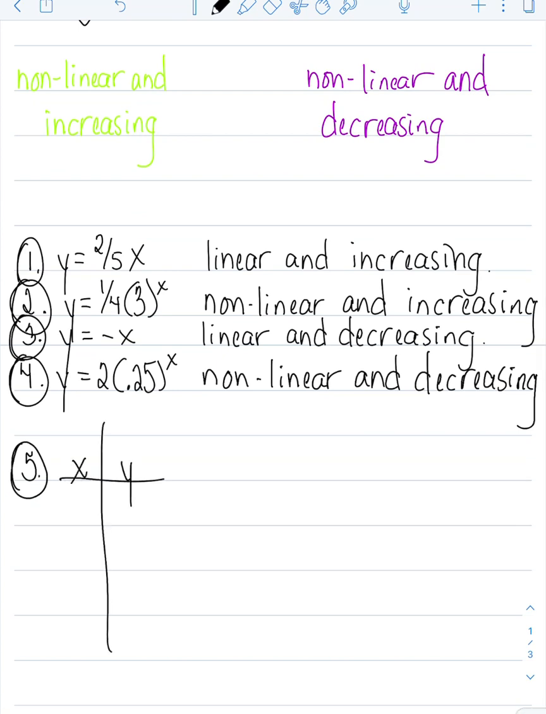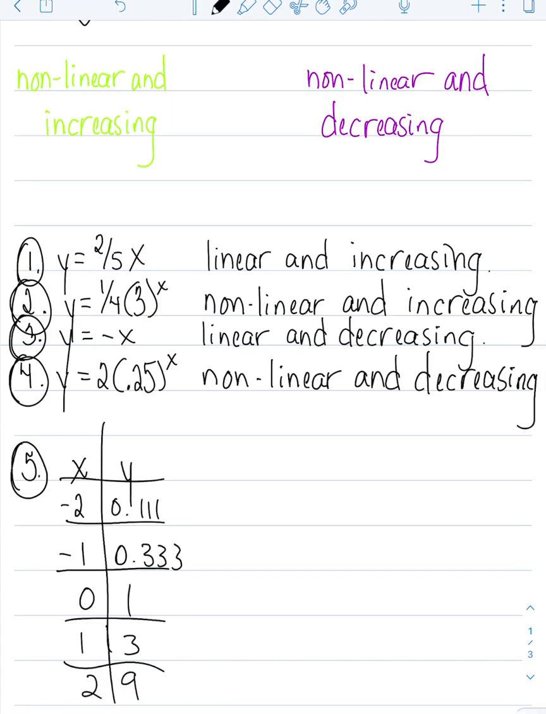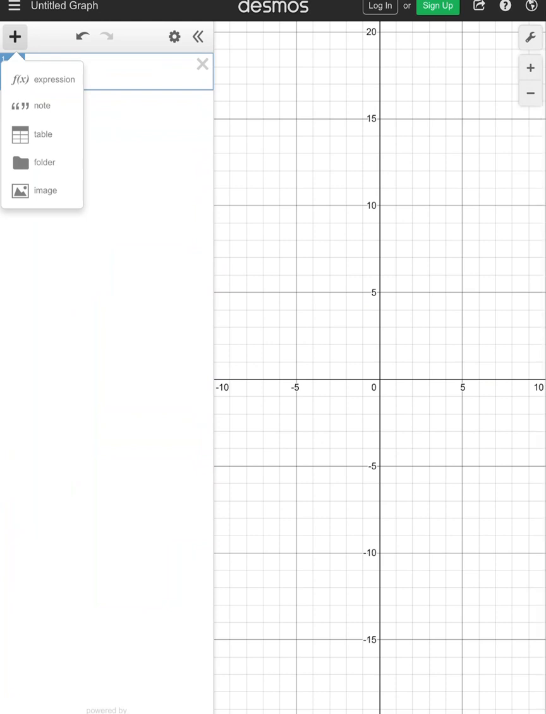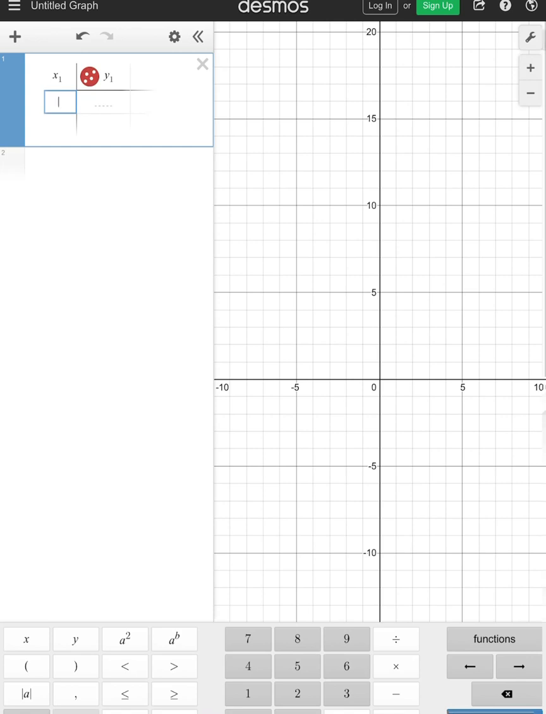So first let's draw our table. Okay, so I've got negative 2, 0.111, negative 1, 0.333, 0, 1, 1, 3, and 2, 9. So there's a way that you could put the table into Desmos. So clear it out. You're going to hit this plus key. And when you hit the plus key in the upper left-hand corner, you can choose to input a table. So that's what we're going to do.